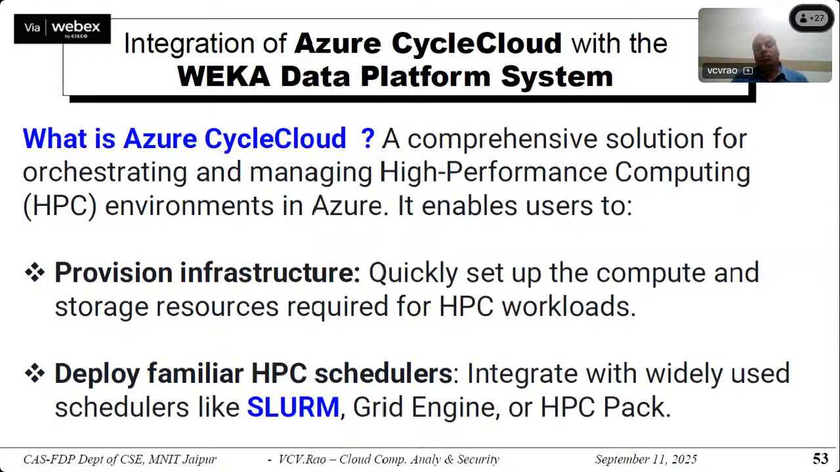Now, what is Azure CycleCloud? Provision of infrastructure. Quickly set up the compute and storage resources required for HPC workload. That means you may ask for 1,000 processors, 10,000 processors. You may require a few terabytes of storage or a few petabytes of storage. You may require GPUs. All these things, how do you set up on the fly as required for HPC workload actually? Then how do you integrate with the schedulers like Slurm and Grid Engine or HPC Pack is also very, very important.